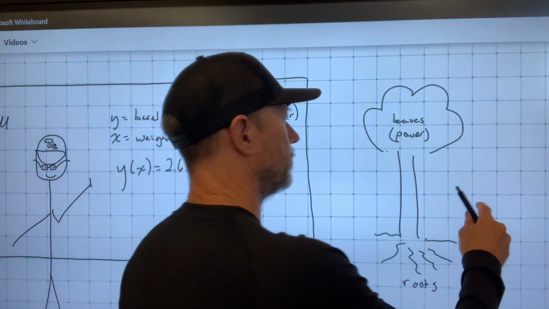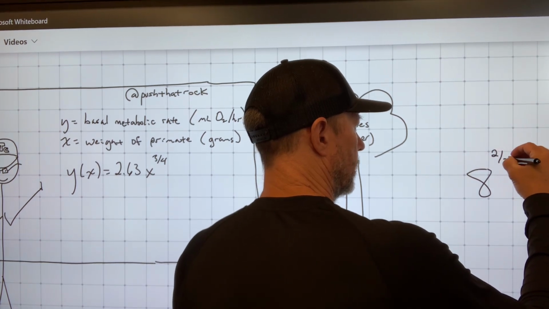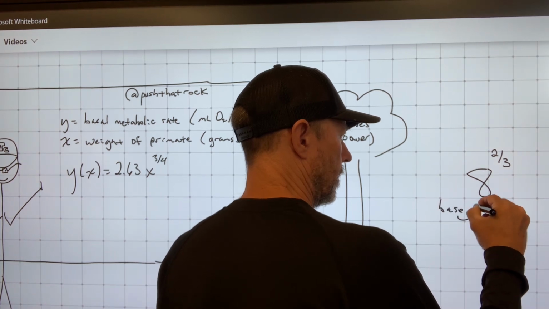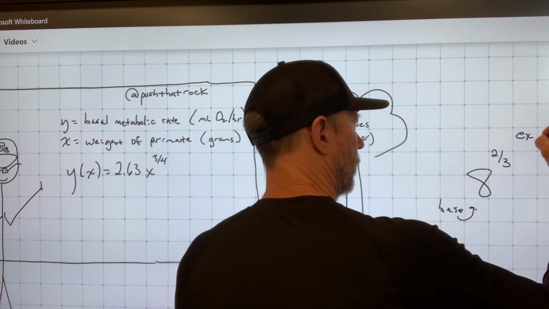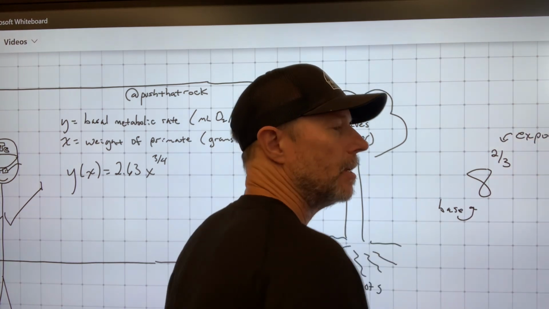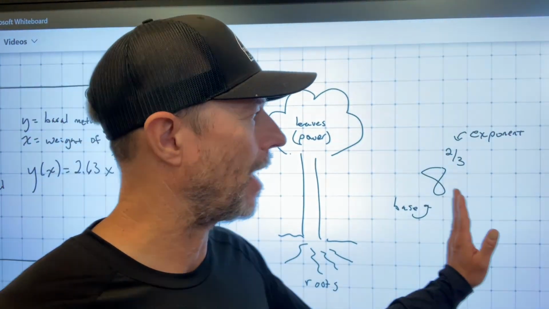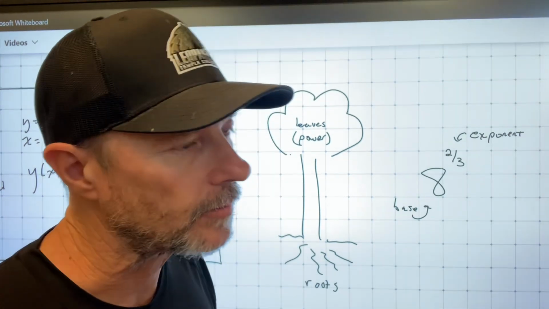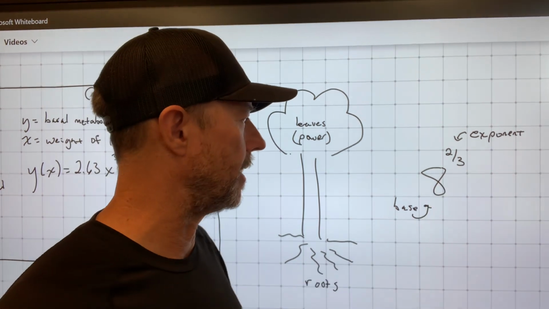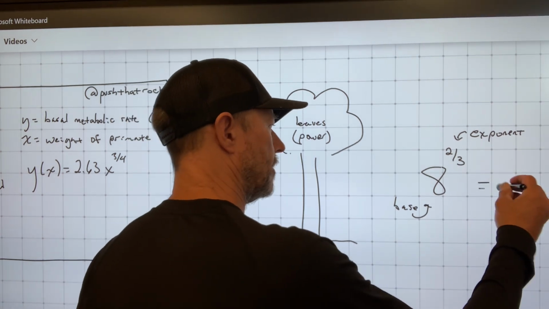So a fractional exponent is something like this. Here's the base, and here's the exponent, sometimes called the power. We sometimes conflate the terms exponent and power to mean the same thing, but actually power is the output here. But we don't have to be technical. So this is the exponent or power, and this is the base. And we want to know, what does this fractional exponent mean? And we're going to use our biology metaphor.